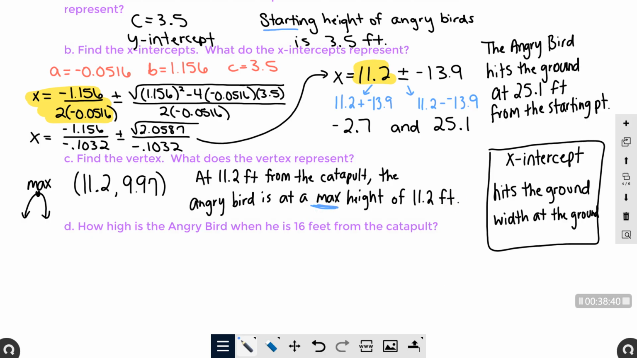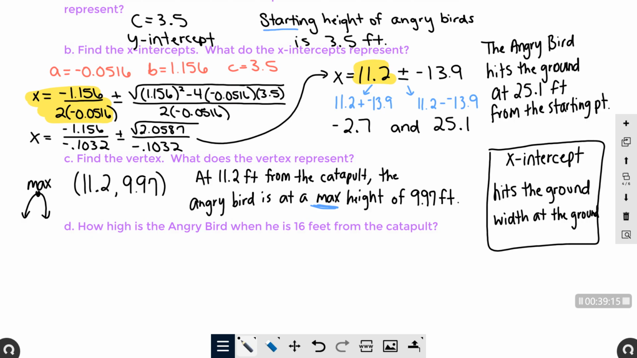Key word in there is when you describe the vertex, use the word max or, oh, I don't know, 9.7. Sorry about that. Thank you. 9.7 should be the y value. I saw 11.2 so many times, I just kept going with it. Everything's 11.2. But at 11.2 feet, so at that x value, we reach the max height at that y value.